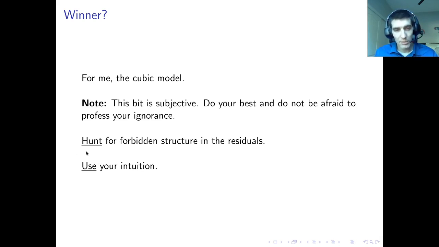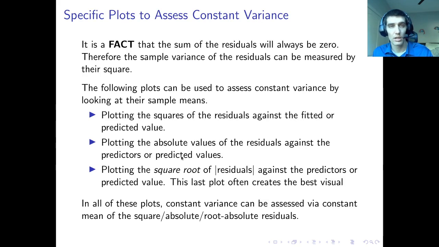So in general, the name of the game: we are going to hunt for forbidden structure in the residuals, that is, violating this mean 0, constant variance, uncorrelated assumption, or this mean 0, constant variance with Gaussian errors such that the epsilons are independent. Those are these 3 tiered assumptions. We're hunting for forbidden structure, and it really is using a lot of intuition and saying, is it reasonable that if this assumption held I would see points that look like this? So I mentioned we're going to have specific plots to assess the constant variance assumption. We're going to get into that now.